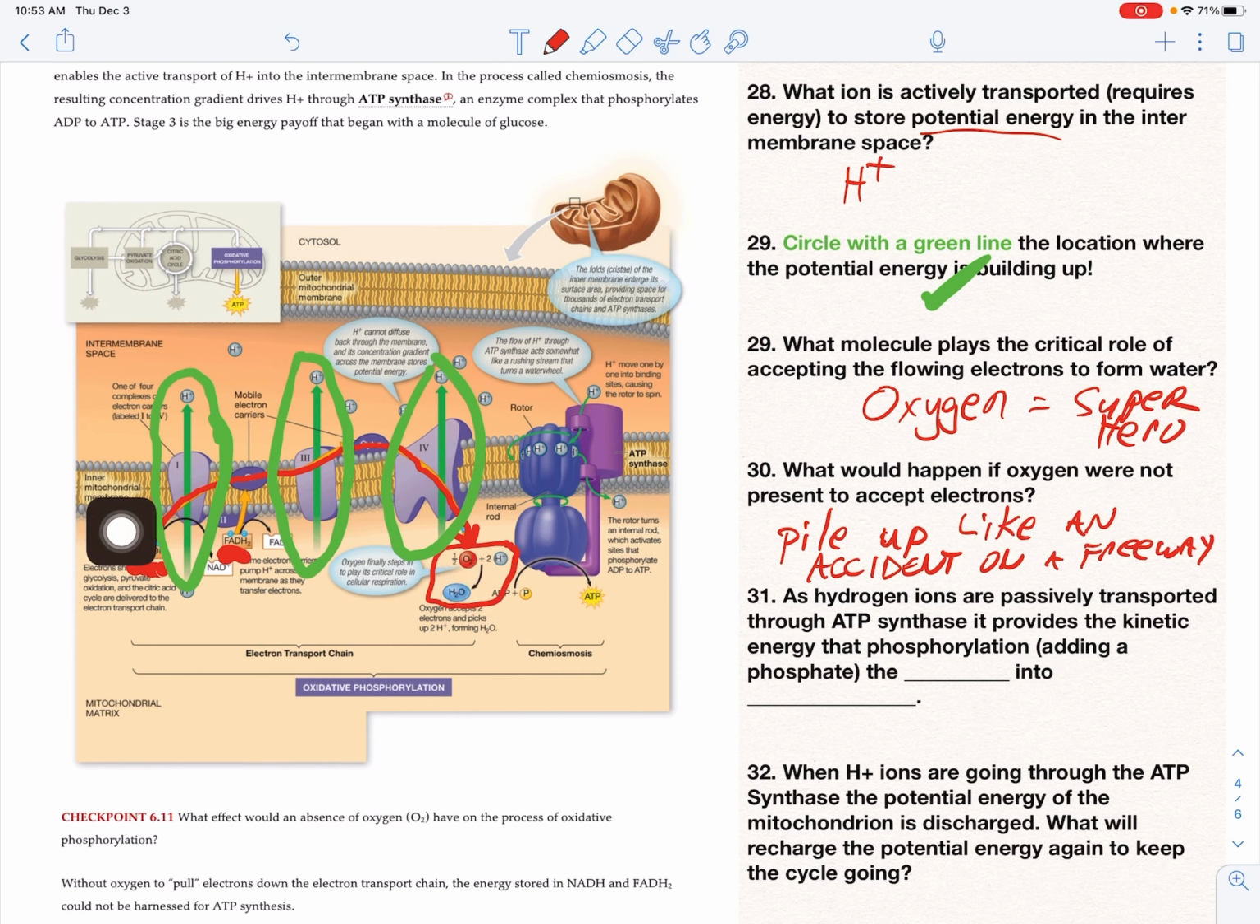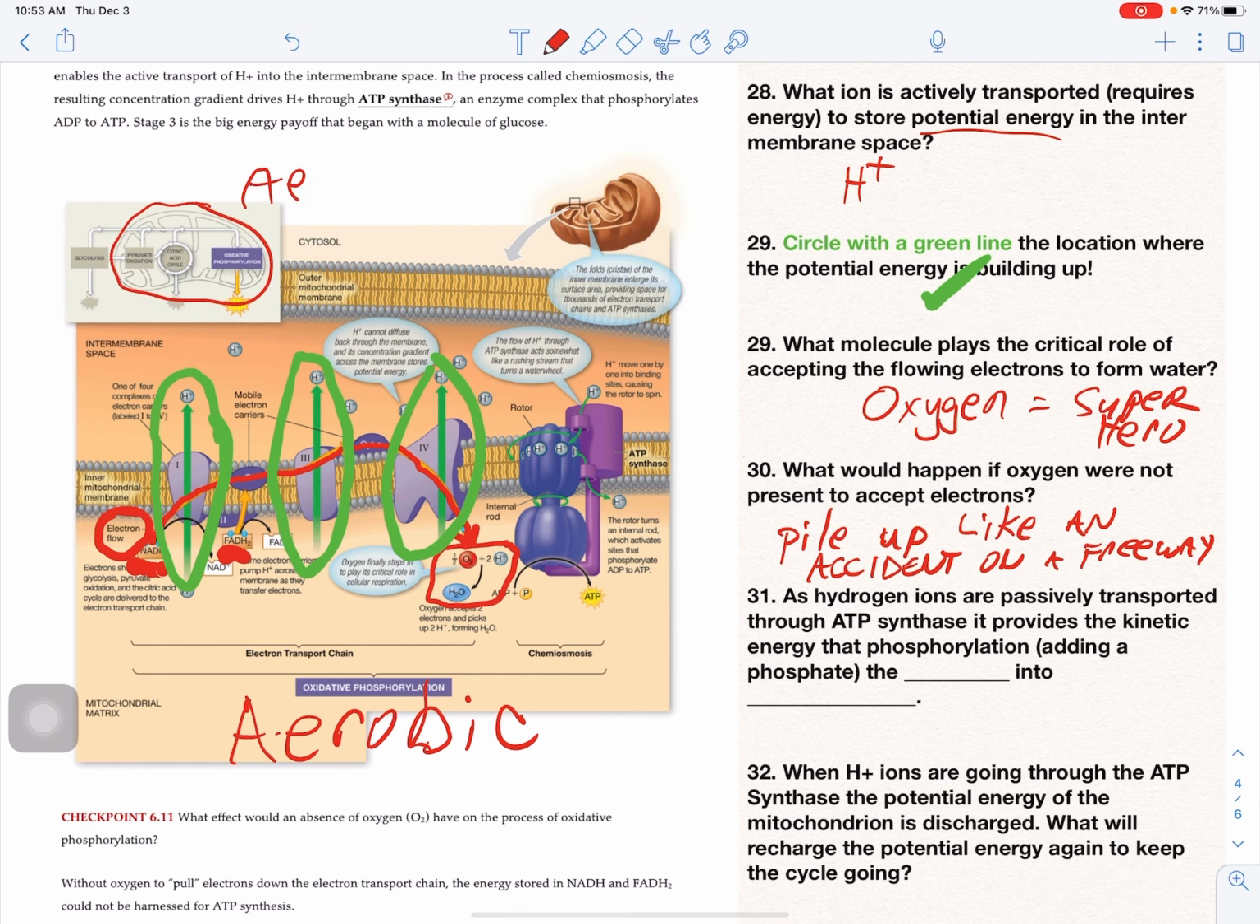Active transport wouldn't happen. Hydrogen ions wouldn't pile up here. You wouldn't make energy. Stage 3 backs up. Stage 2 backs up. And the mitochondria shuts down. All of this requires oxygen, so it's called aerobic. The entire mitochondria here is aerobic.